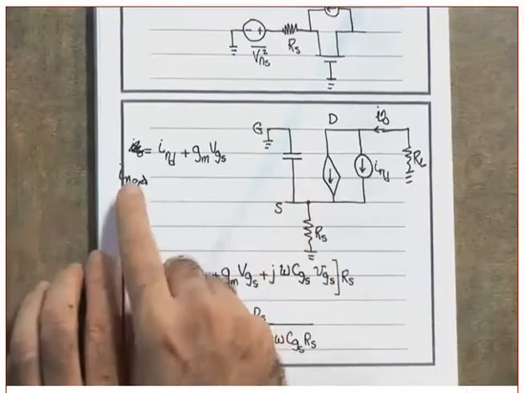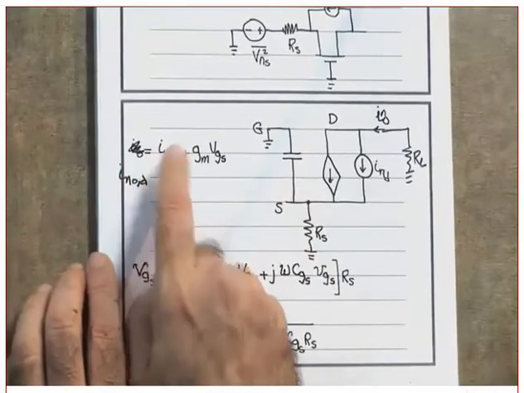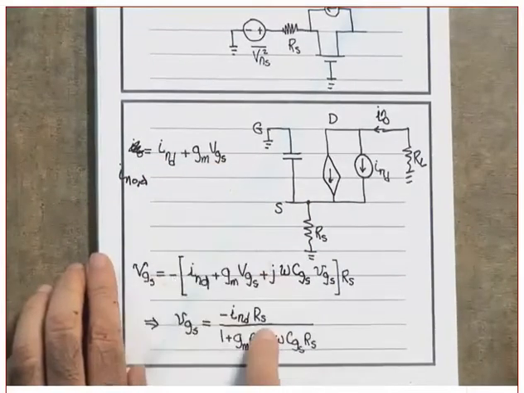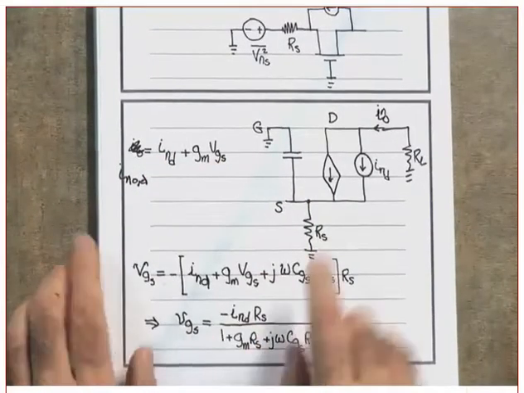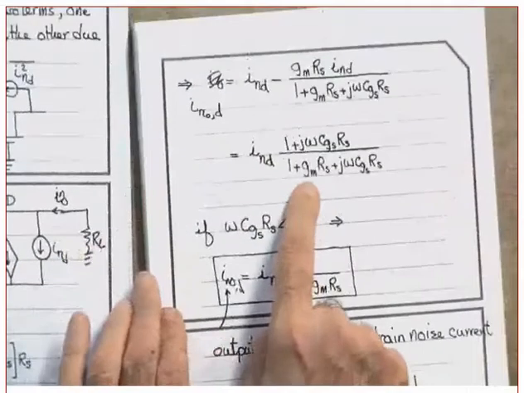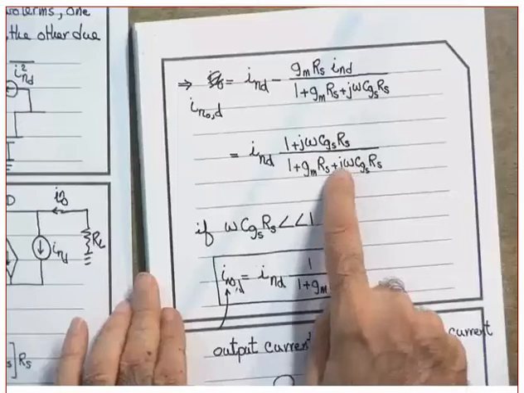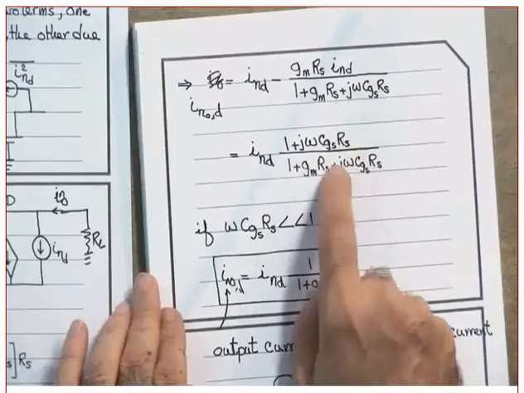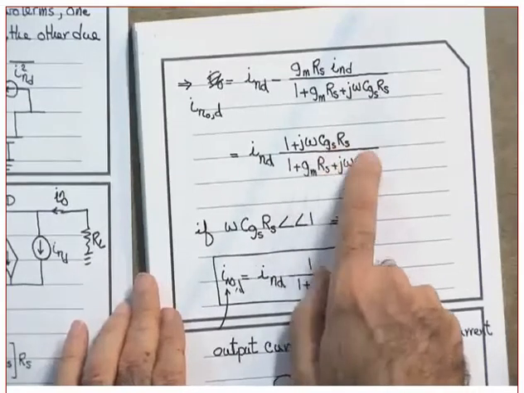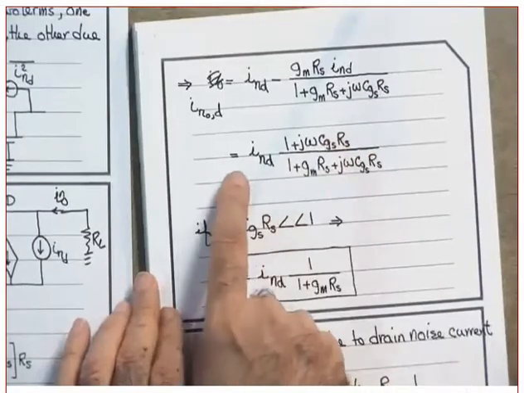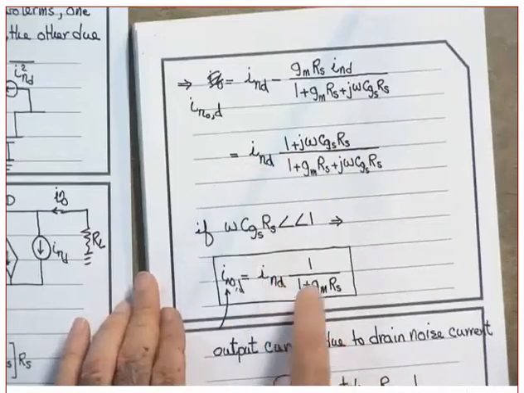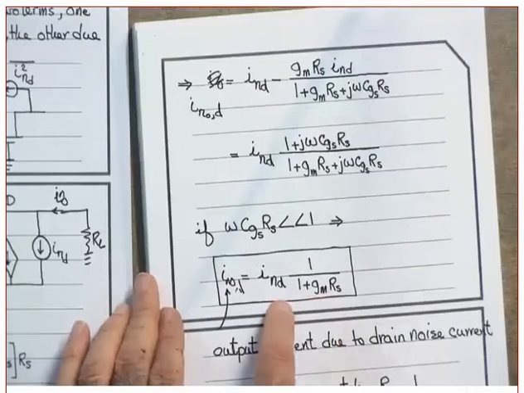Now, VGS in terms of I_ND. What is my goal? My goal is to find this in terms of this only. I don't want this in here. So the VGS, I put it there and substitute it in here. Then I get this. And then I made the approximation. I want to get rid of the jω term, so this one is gone. What do I end up with? I_ND over 1 plus gm RS. Did you get this or not?